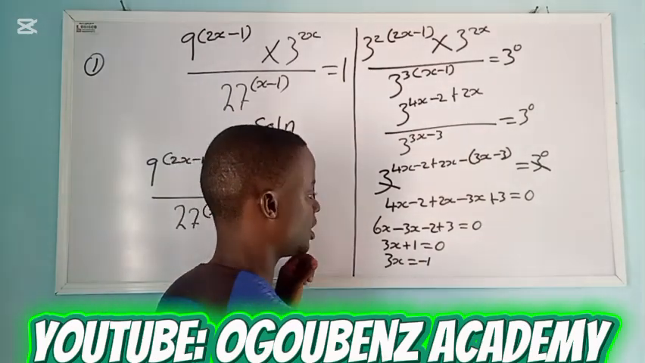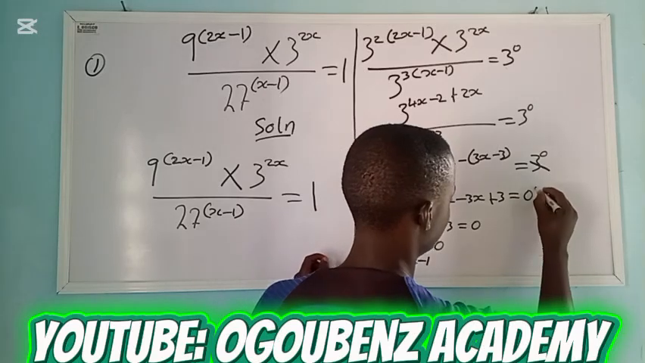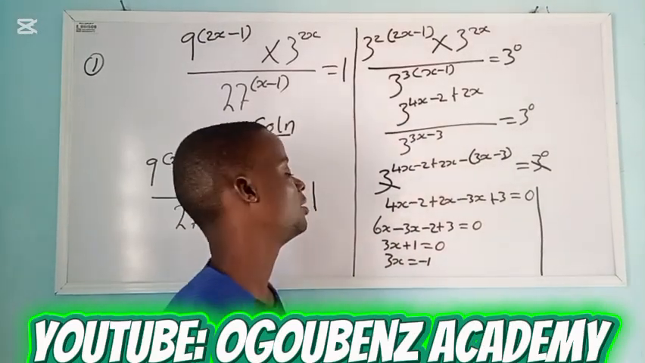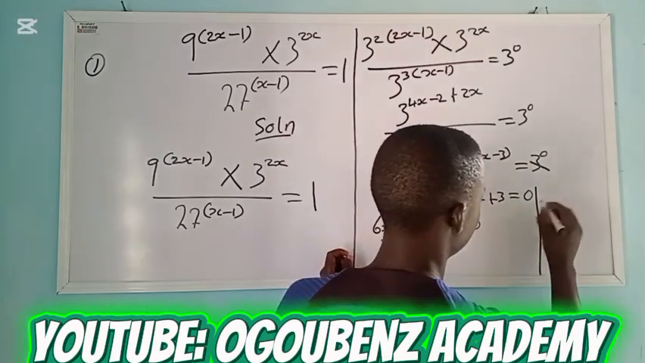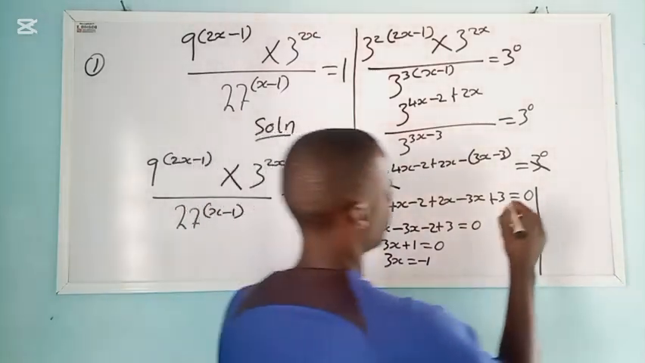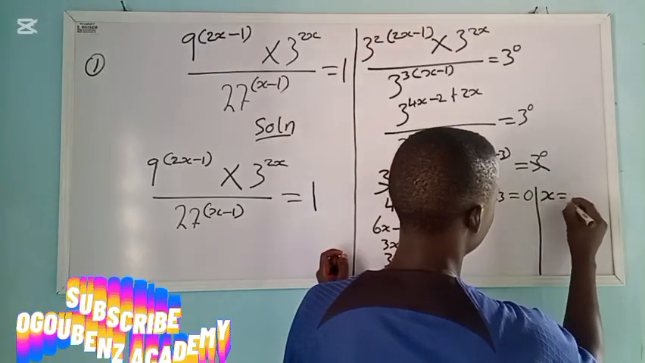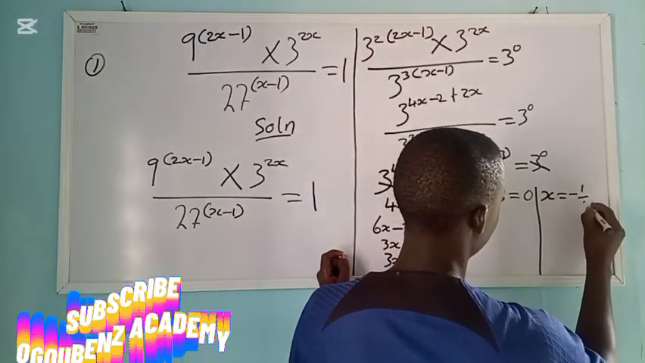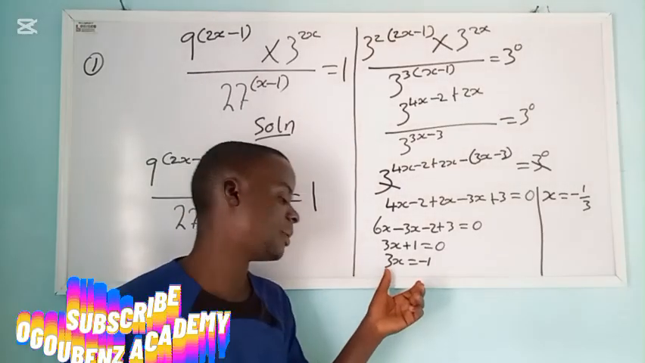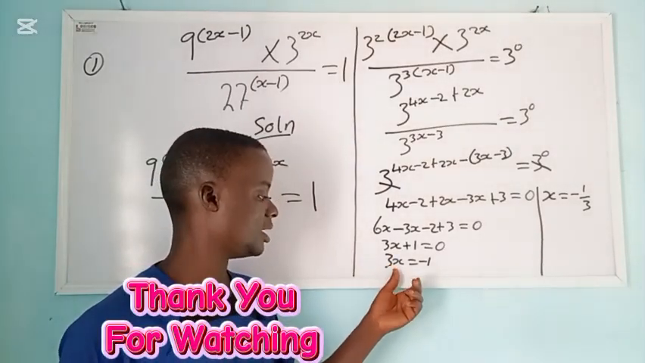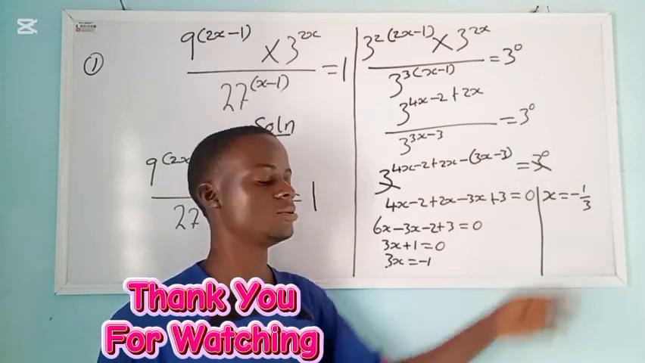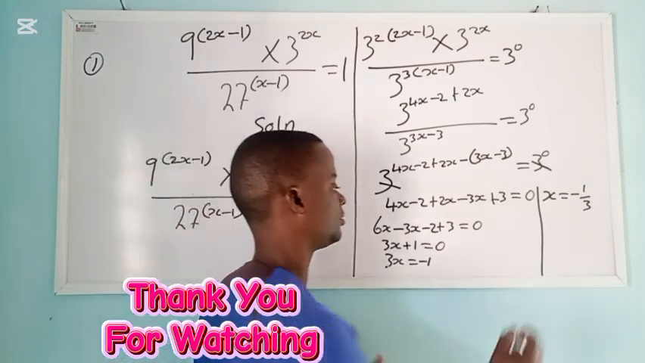So now let me use this small side and write the final answer for the value of x. We'll divide both sides by 3 because it's the coefficient of x. We will have x is equal to minus 1 all over 3, because when you divide both sides by 3, 3 will cancel 3 here. So here will be minus 1 all over 3. So that will be your answer.